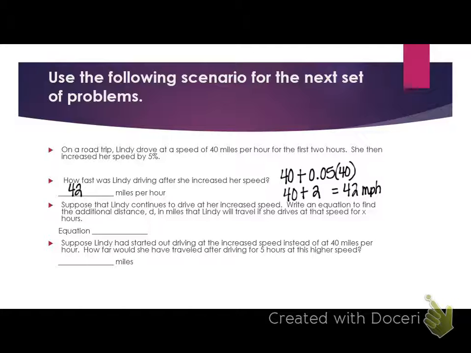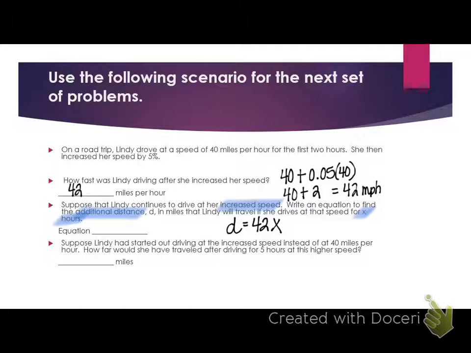Suppose that Lindy continues to drive at her increased speed. Write an equation to find the additional distance, d, in miles that Lindy will travel if she travels at that speed for X hours. So we are talking about Lindy's increased speed, so the 42 miles per hour, and we want to write an equation to find the additional distance if she travels that for X hours. Well, if we just want to know that portion, then distance would be her miles per hour times the amount of time that she drove that. This would only cover the additional distance.